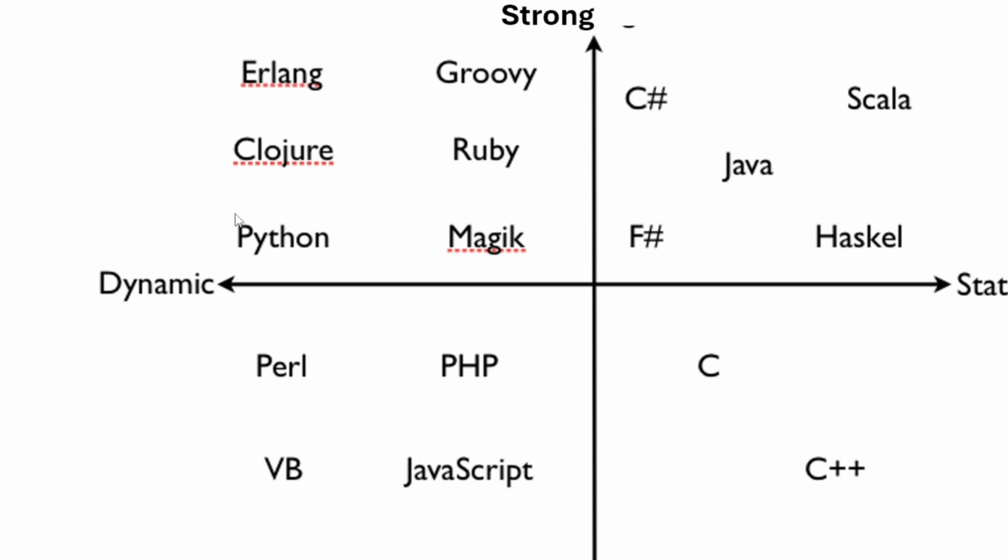Since we will be using Python for most of the lectures in this series, it is better to know its classification. Python is, in fact, a strong dynamic language. The dynamic language can also be weak, such as PHP and Perl.